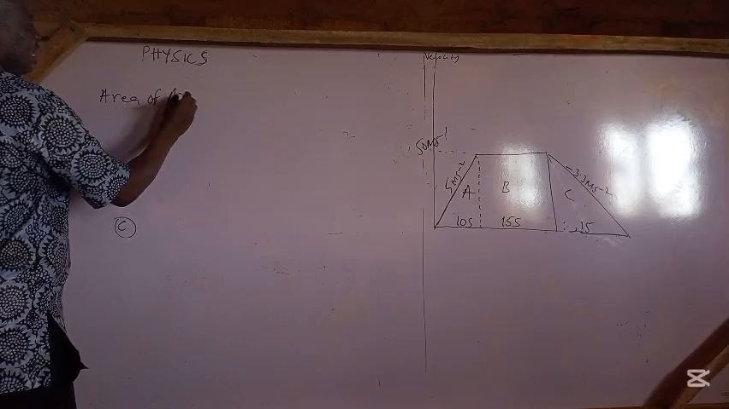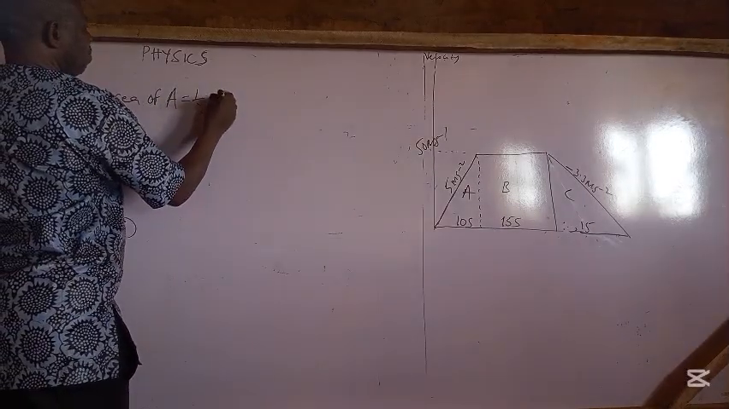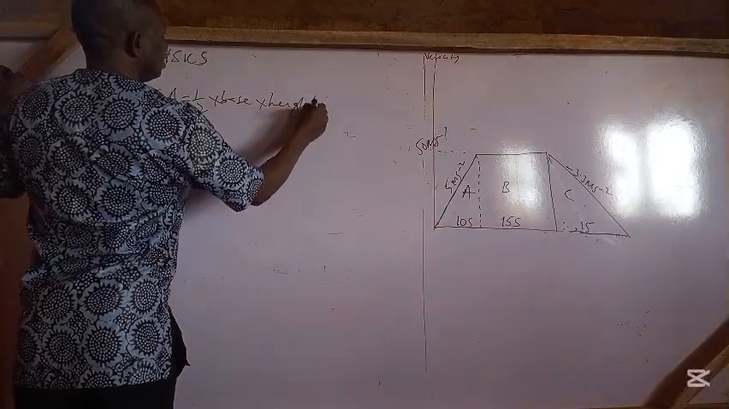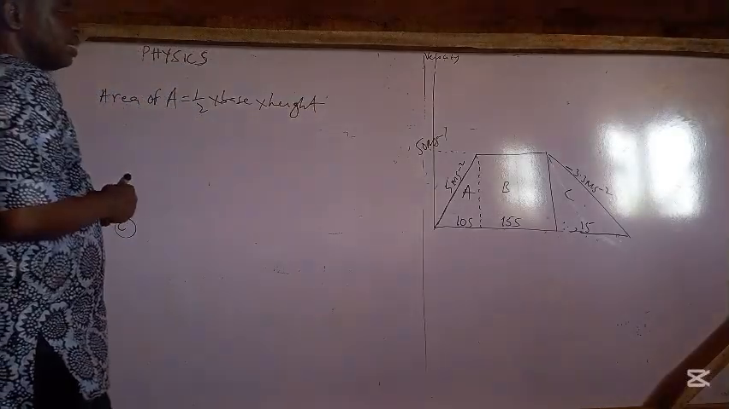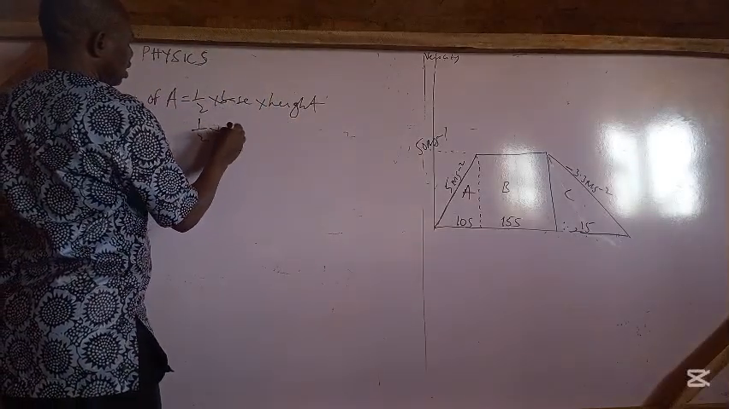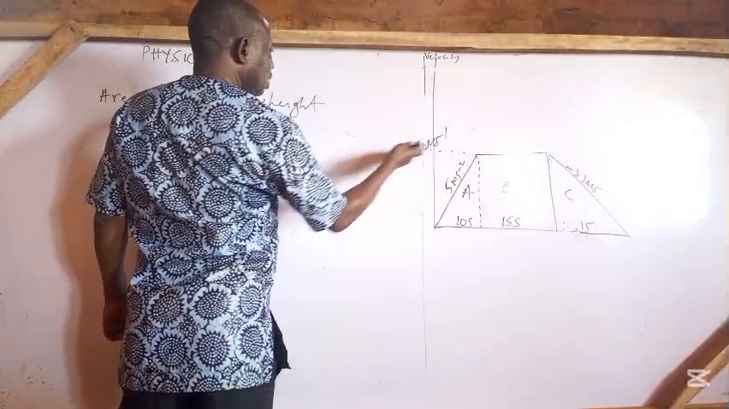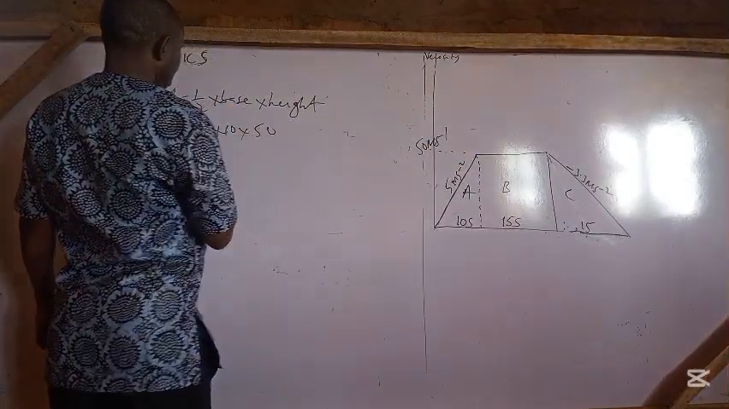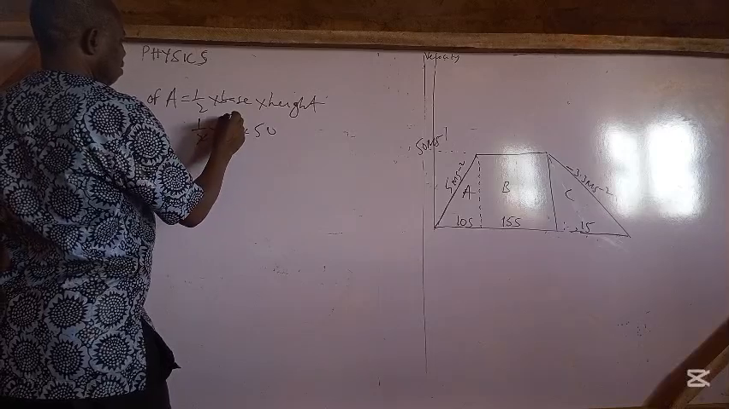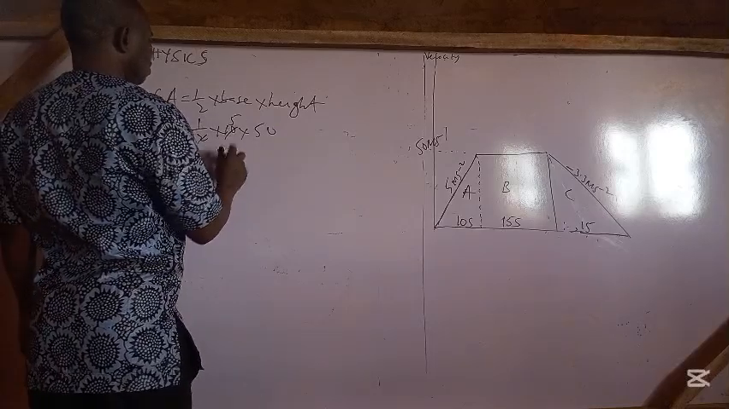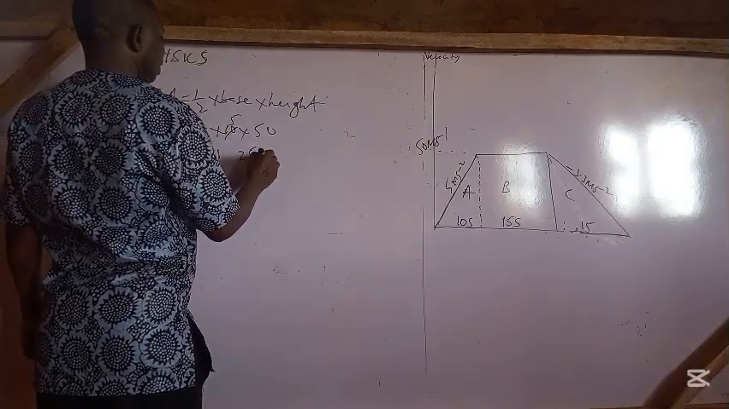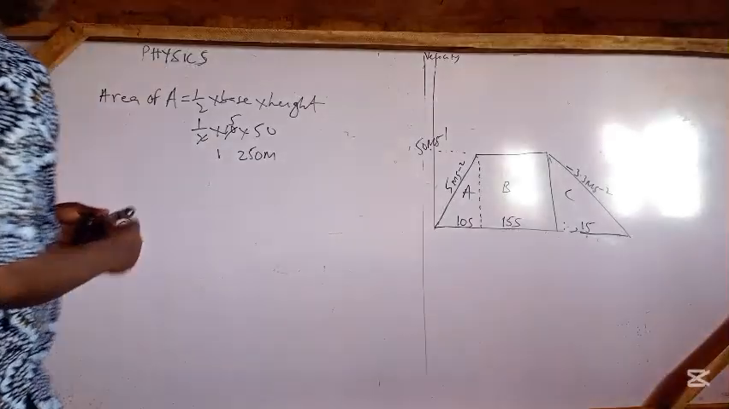You can see that area of capital letter A is half multiplied by base multiplied by the height. The base here is 10. That will be 1/2 times 10. The height is the velocity here, that is 50. Half of 10 is 5, and 5 times 50 is 250 meter, because the distance we are calculating.